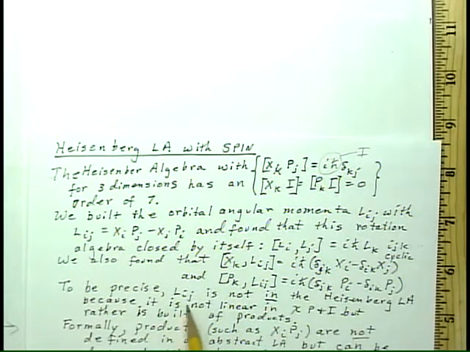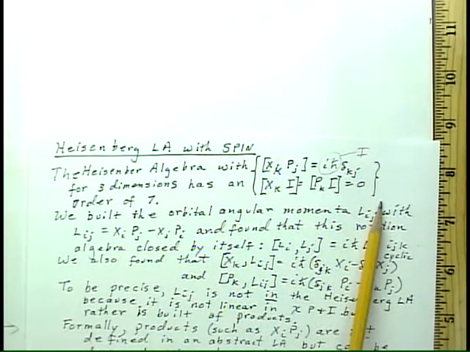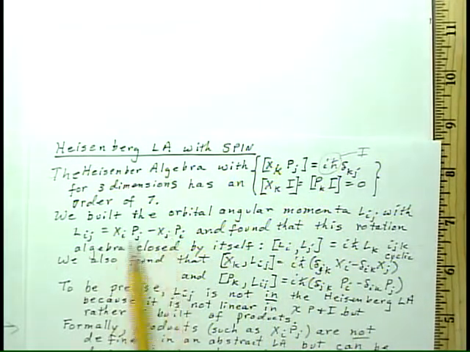To be precise, the Lij is not in the Heisenberg Lie algebra, obviously because it contains nonlinear products. These are nonlinear, and therefore it does not exist there. The Heisenberg Lie algebra itself is all of the linear combinations of the 3 x's, the 3 p's, and the I. So that would be a linear combination with 7 coefficients. And these are, of course, quadratic.